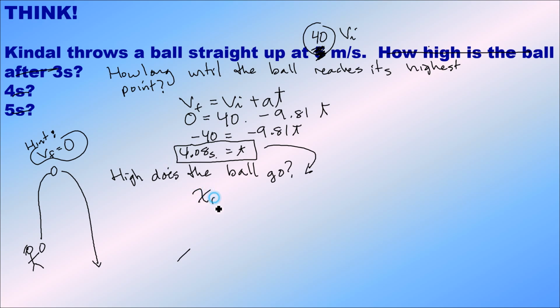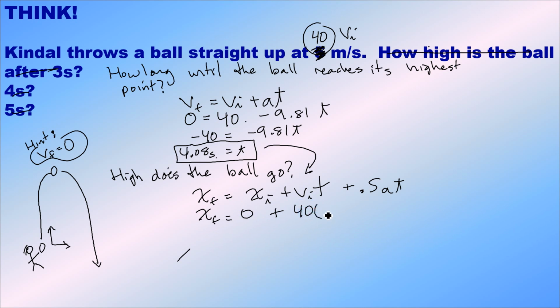And here we go. This is our formula, and we'll put in our time. Our initial position, she is at 0. So 0. She gives the ball a nice push, 40. Time, we just calculated that, 4.08. We have our negative 9.81 and our time. This should be squared. So time squared, 4.08 squared.